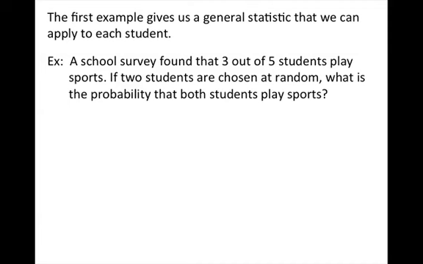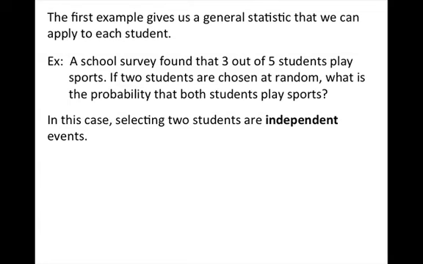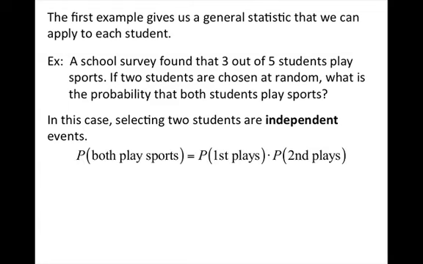The first example gives us a general statistic that we can apply to each student. In this case, selecting 2 students are independent events. If the statistic is general that I apply to everyone, the events are independent. So the probability that both students play sports is equal to the probability that the first student plays sports times the probability that the second student plays sports.